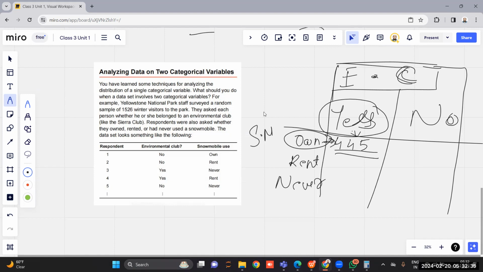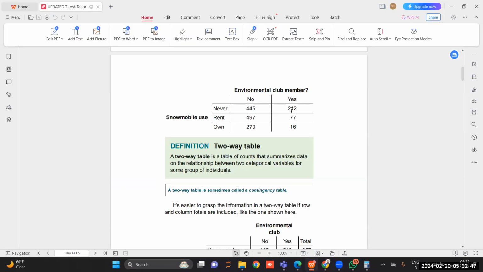445 with both the attributes. What are the two attributes? That they own a snowmobile as well as are a member of the environmental club. Correct? Right? Yes. So now the next is they own.